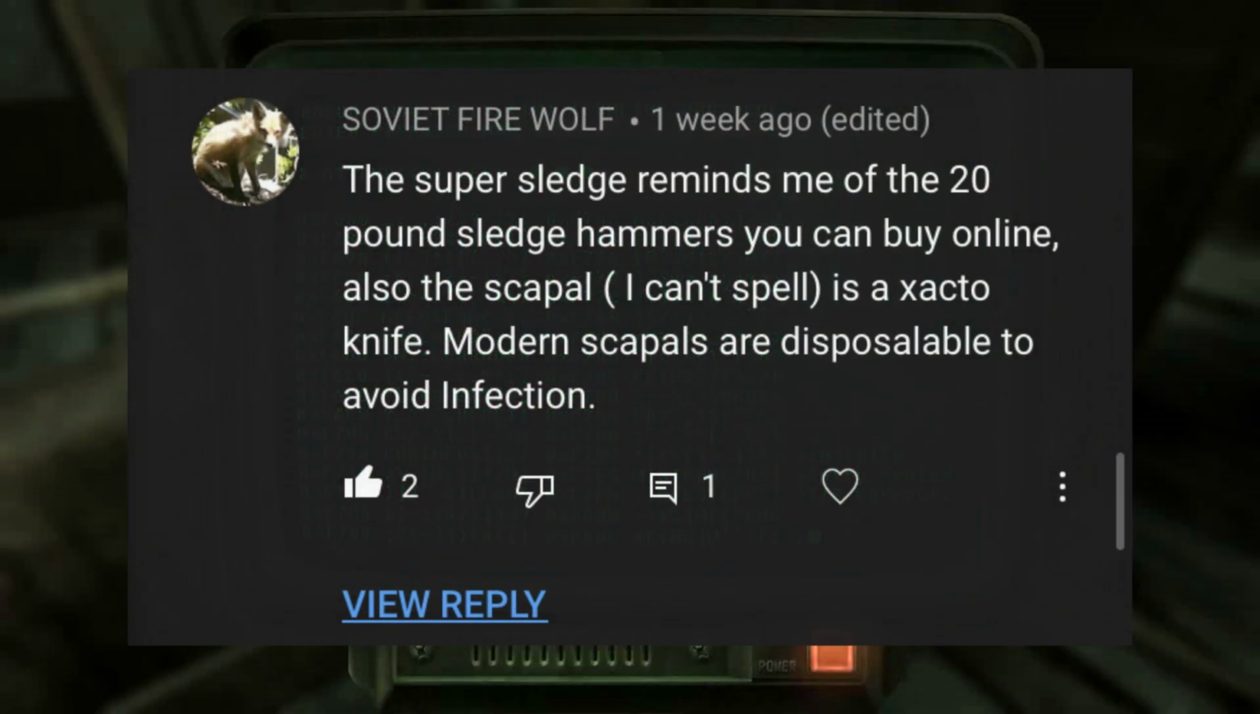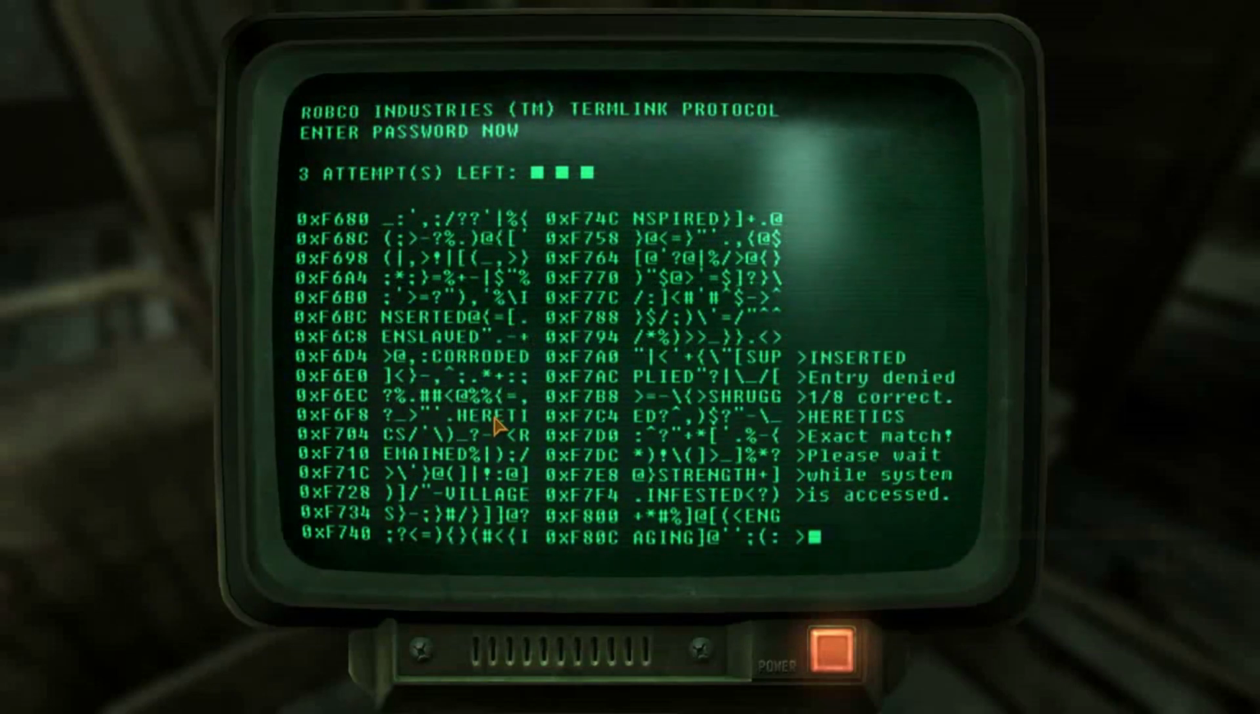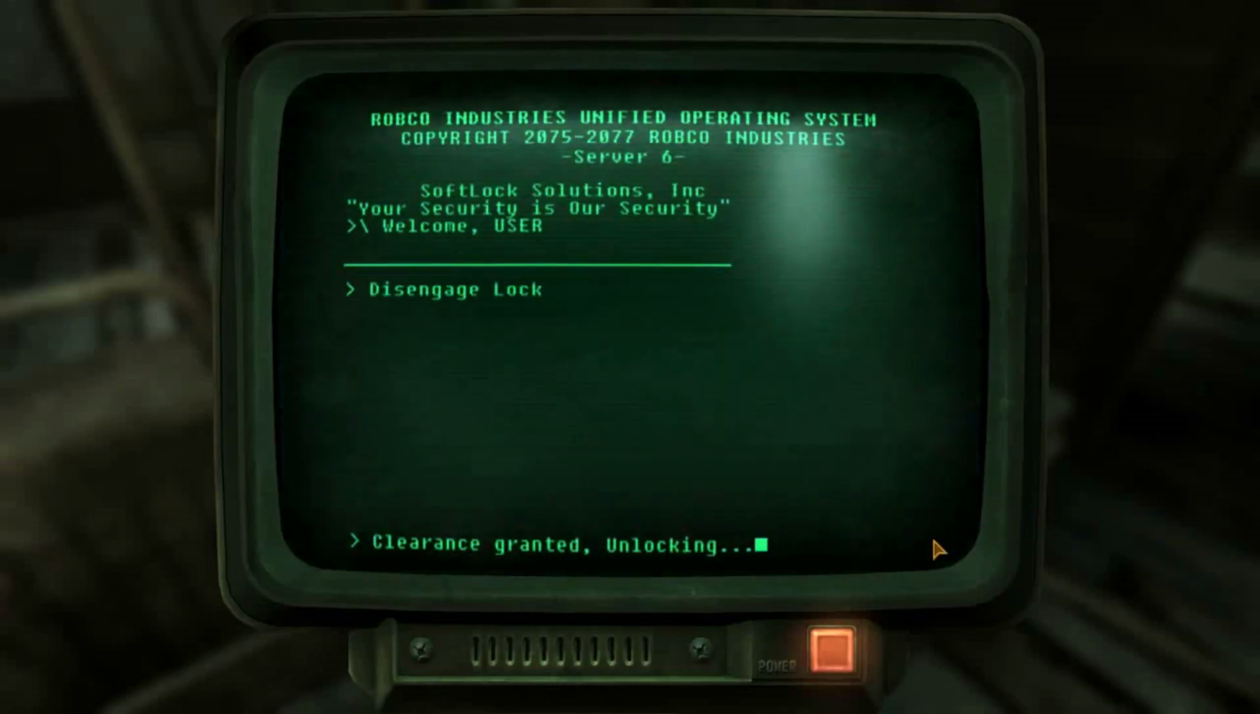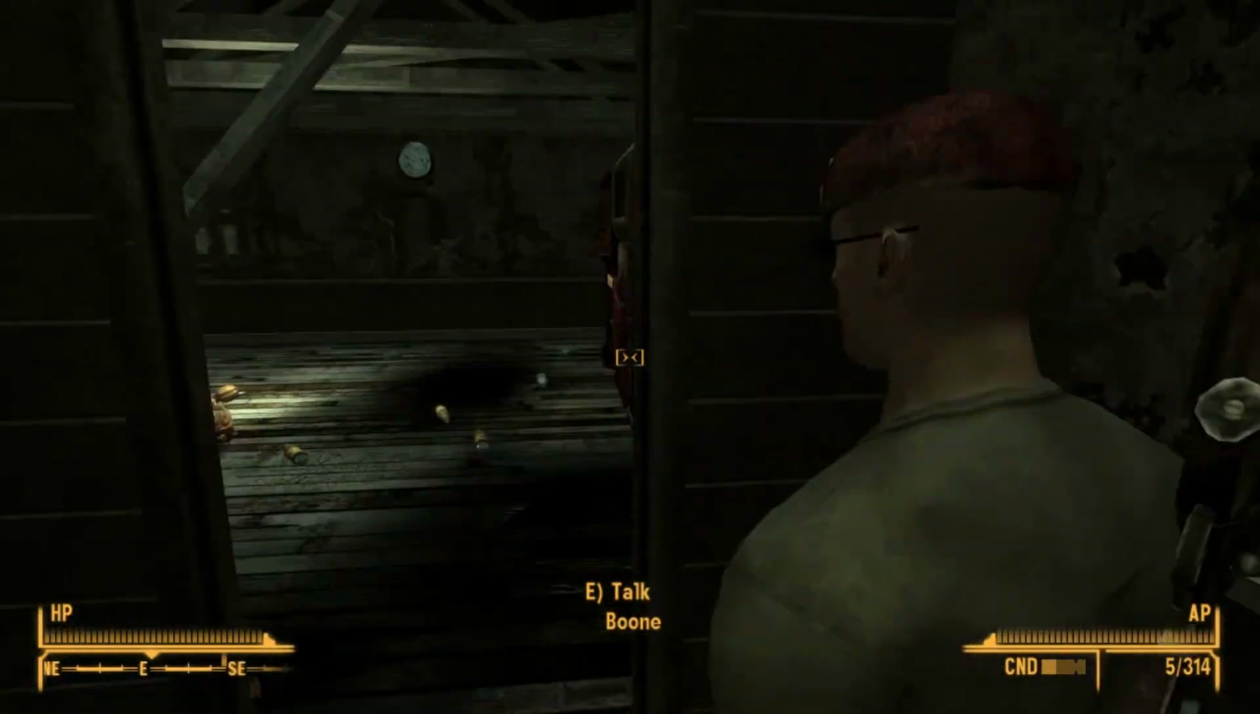A few of you pointed out that the so-called scalpel in Fallout Tactics is just an X-Acto knife, and not a true scalpel. Scalpels are meant to be disposable due to contamination issues, with things like prions being especially dangerous due to their ability to survive even the most extreme decontamination efforts.